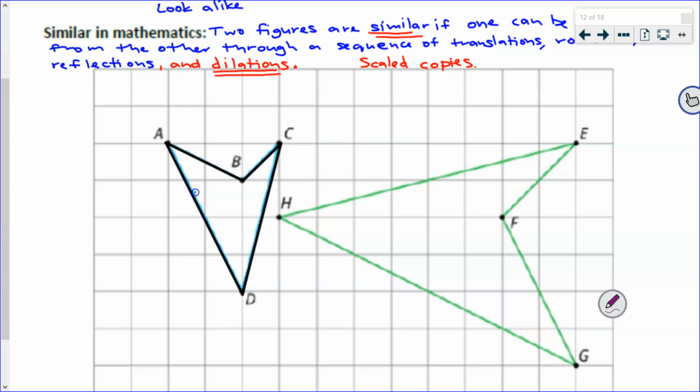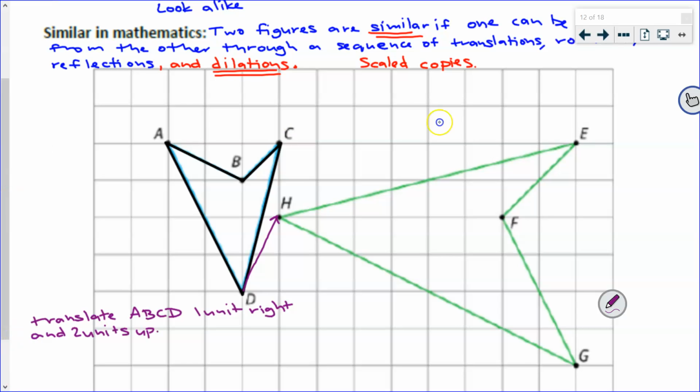So I've got this figure, and I'm trying to show that it's similar to this figure. So in order to show that, I have to do a certain sequence of transformations. The first thing that I'm going to do is I want to translate D to H. So I'm going to write that down. I'm going to translate. How far am I translating? It looks like I'm going right 1 and up 2. Translate A, B, C, D, 1 unit right. And 2 units up.